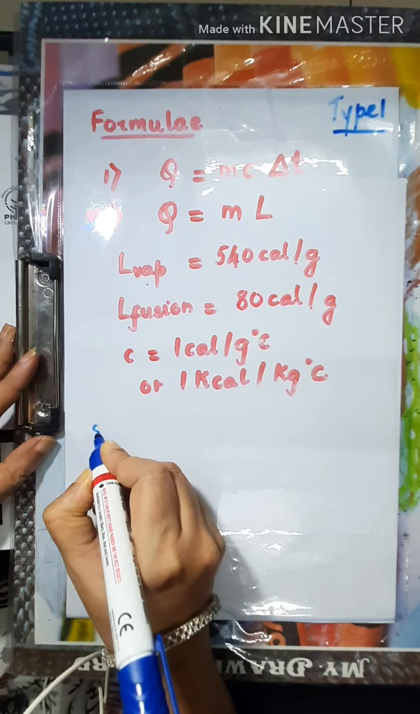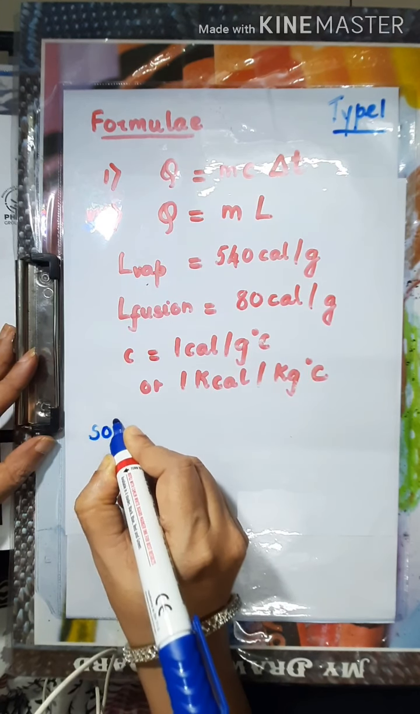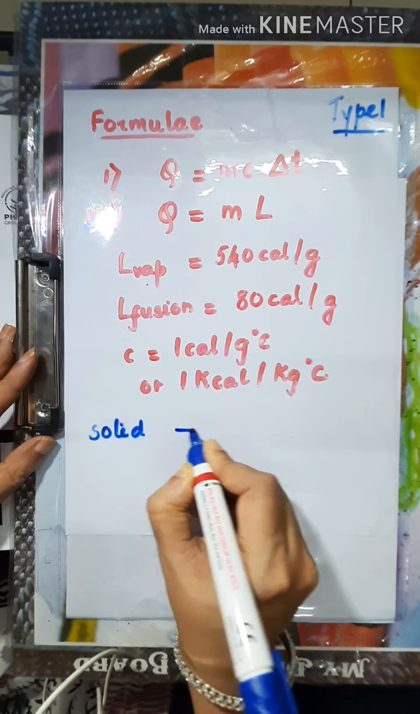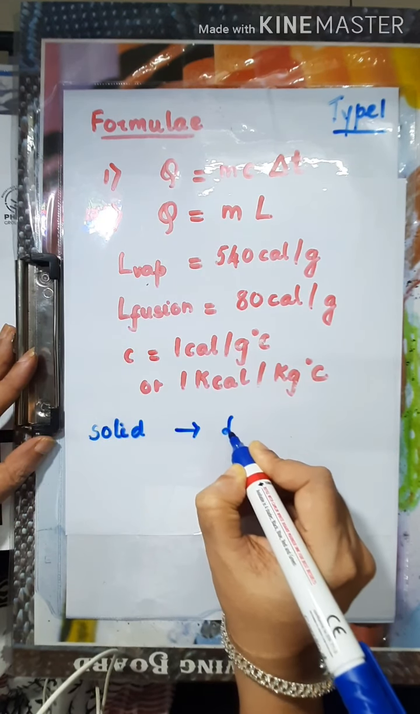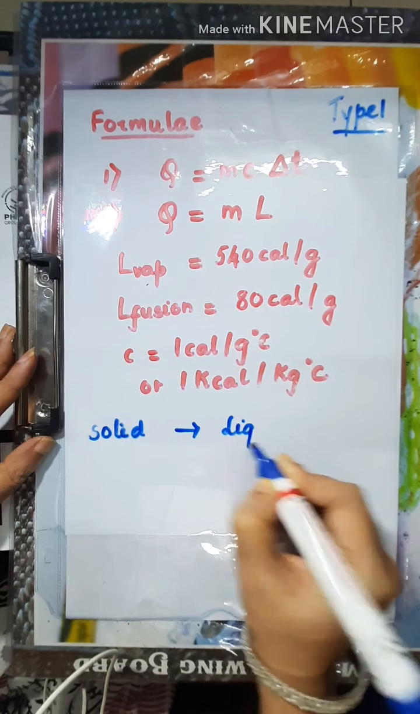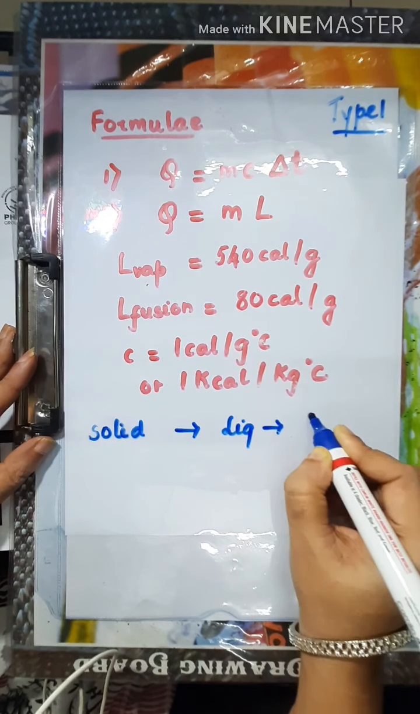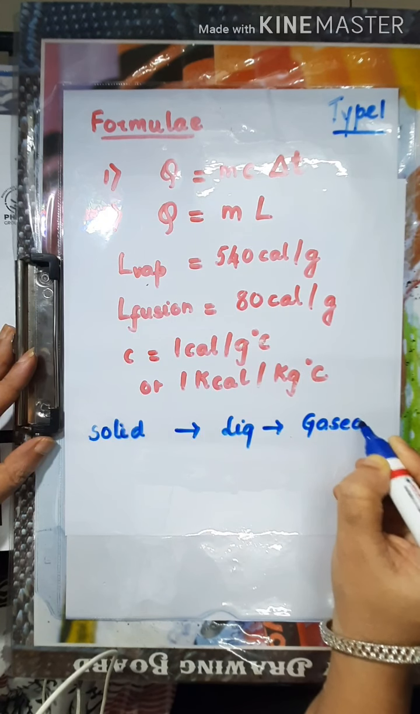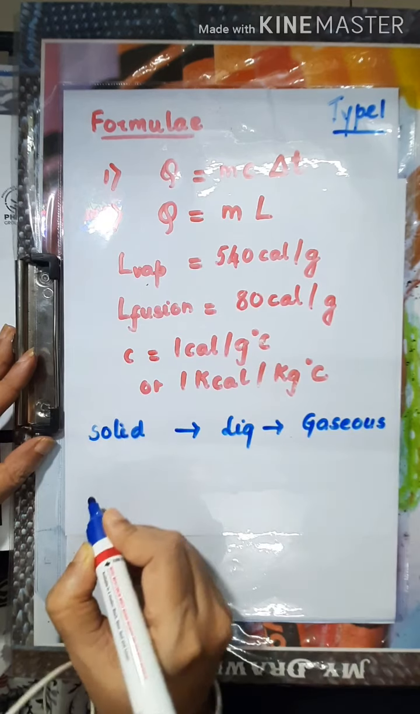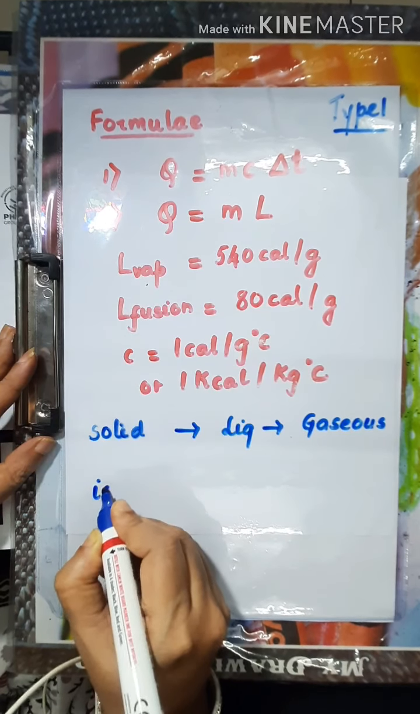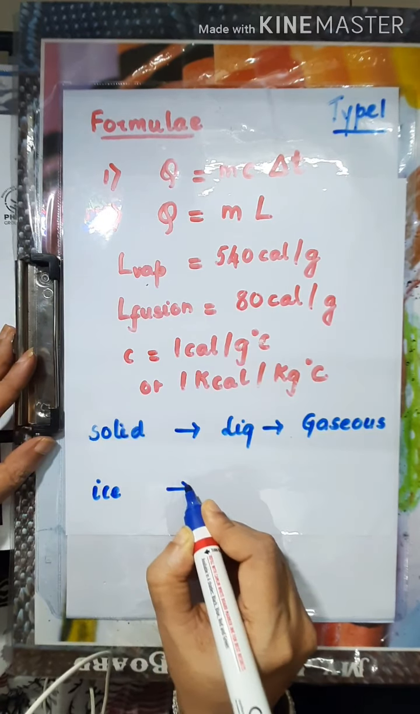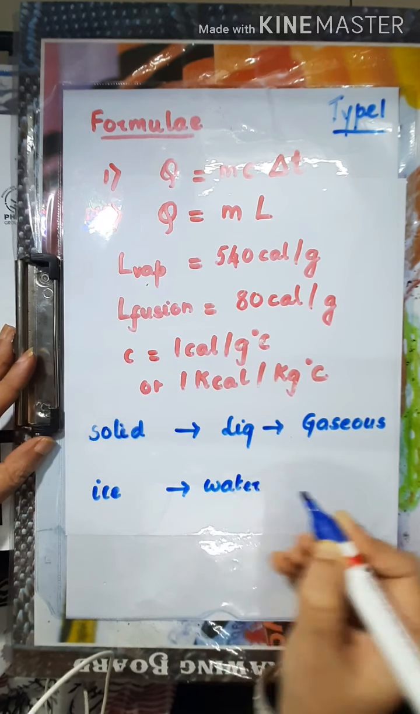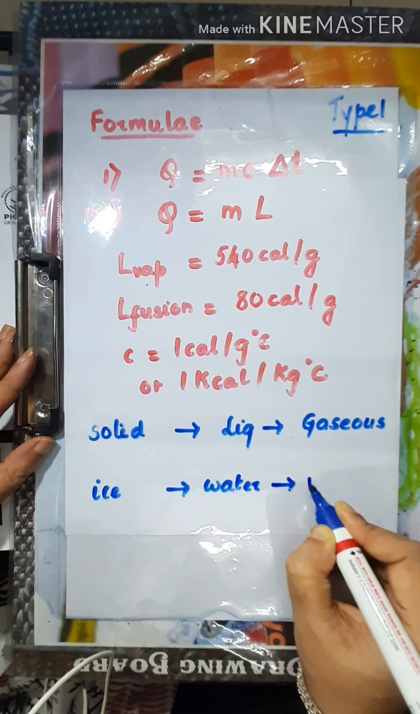When I convert solid, my solid gets converted to liquid and liquid gets converted to gas, to the gaseous state. Let us take the simple example of ice becoming water and water getting converted to vapor.